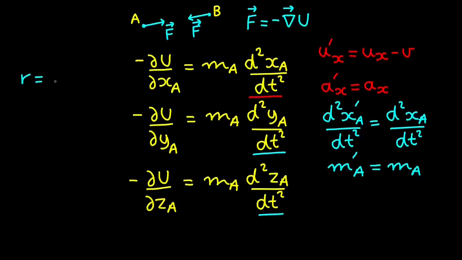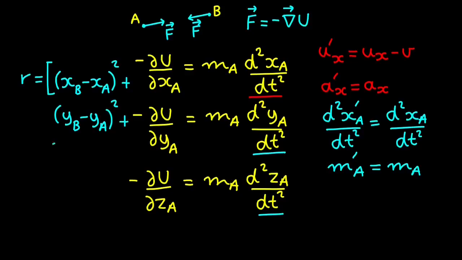So the separation between the particles, according to an unprimed observer, is obtained using the Pythagorean theorem. So according to the unprimed observer, we have x of particle B minus x of particle A squared, plus y of particle B minus y of particle A squared, plus the z position of particle B minus z of particle A squared. And we take the square root of this expression. So that gives the distance between the particles.